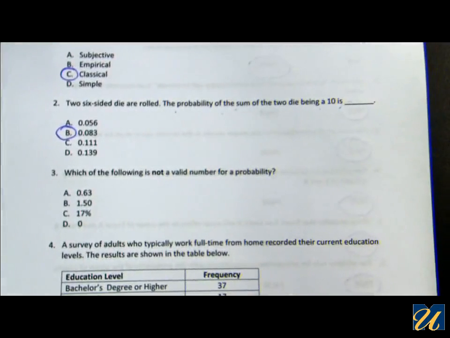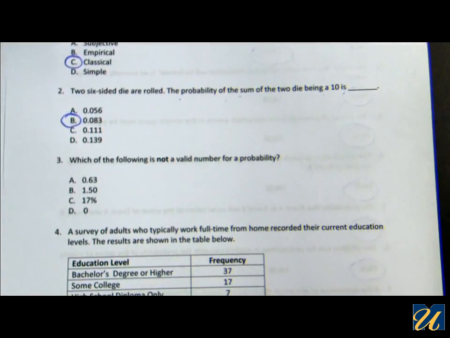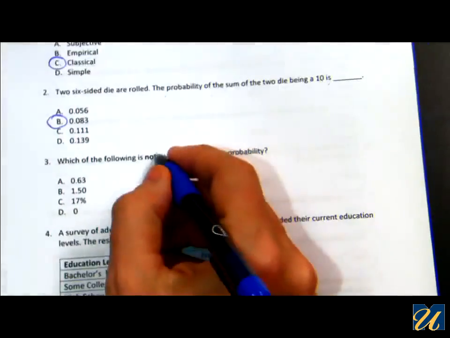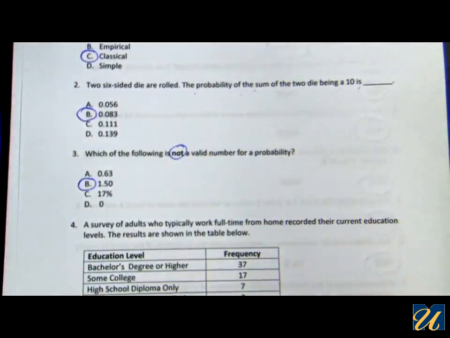Which of the following is not a valid number for a probability? That would be 1.5. You can never have a probability that's above 1 or a negative probability.